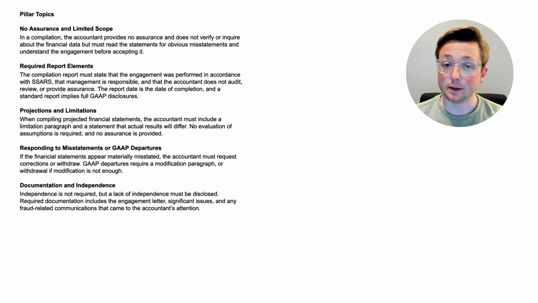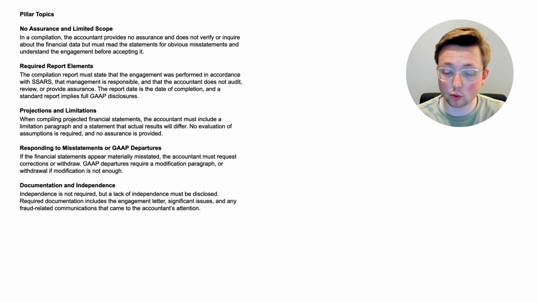All right, here we are at the pillar topics. Let's just dive straight in. First off, let's talk about the fact that there's no assurance and that it has a limited scope. In a compilation, the accountant provides no assurance and does not verify or inquire about the financial data, but must read the statements for obvious misstatements and understand the engagement before accepting it. So even though they are not going to provide any assurance, and they're not required to inquire about anything, they should still read through them and check for obvious errors, and they should still make sure that they understand the stuff that they're about to compile before accepting the engagement.